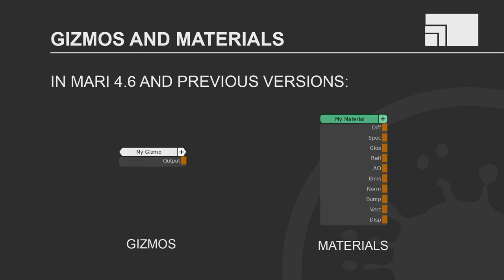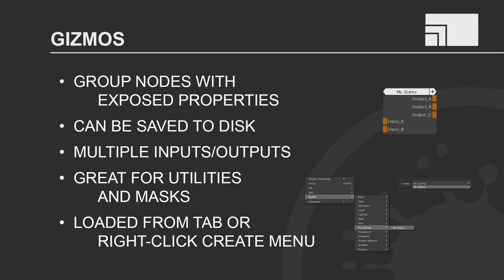In previous versions of MARI, you have two ways to share your procedural node networks, Gizmos and MARI Materials. Gizmos are simply group nodes that can be exported and saved to your hard drive and can be called into your node graph through the tab or right-click create menus.